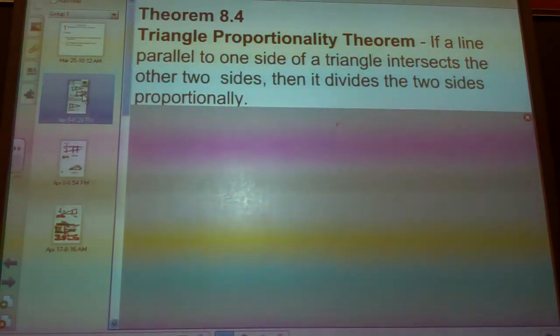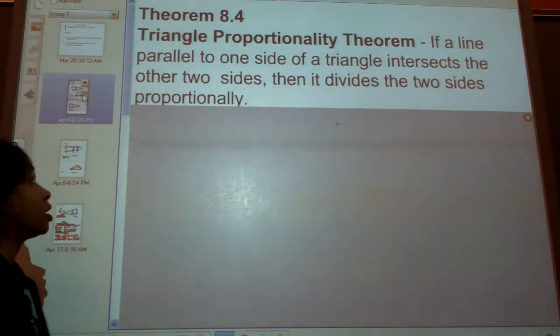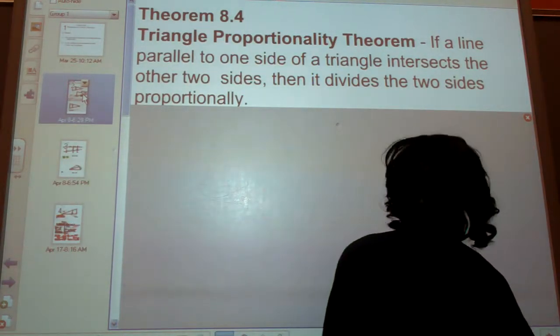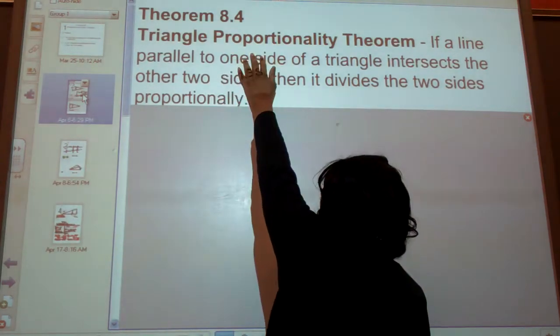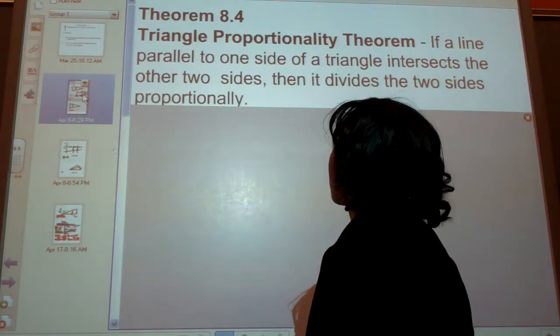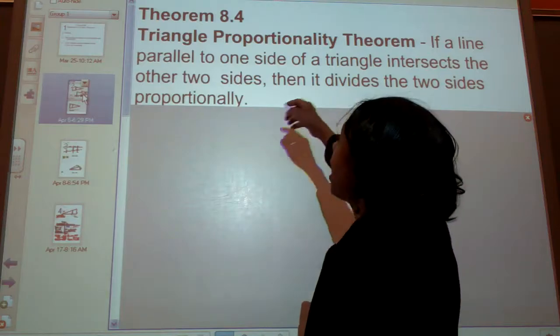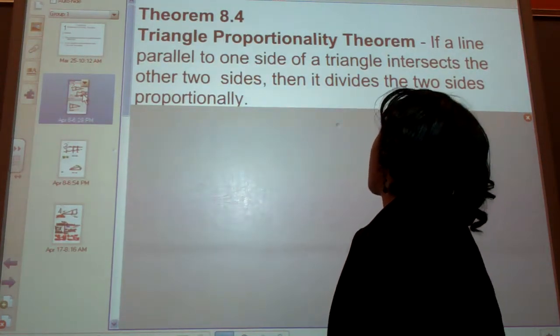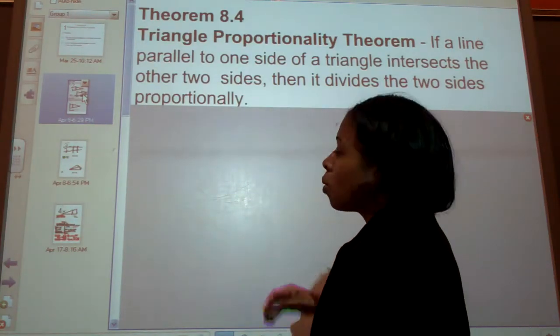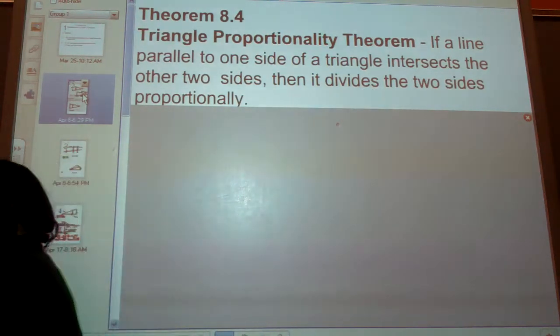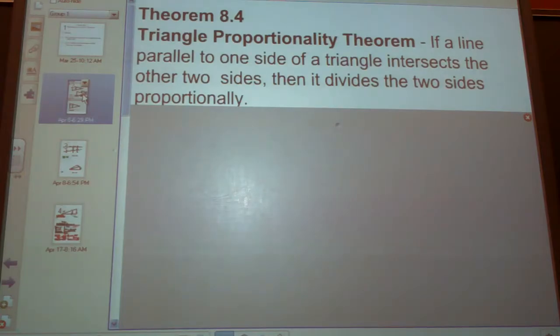All right, looking carefully at this, we're looking at Theorem 8-4. Remember, it's more important that we look at the theorem name as opposed to the number. This is the Triangle Proportionality Theorem. If a line parallel to one side of a triangle intersects the other two sides, it divides the two sides proportionally. What does that mean? And of course my board doesn't want to cooperate with me right now.